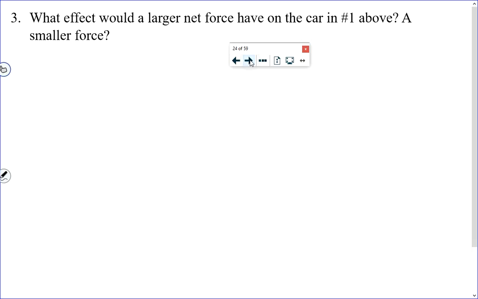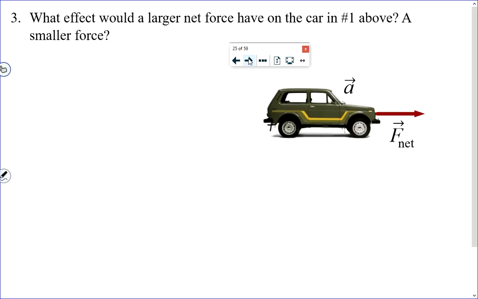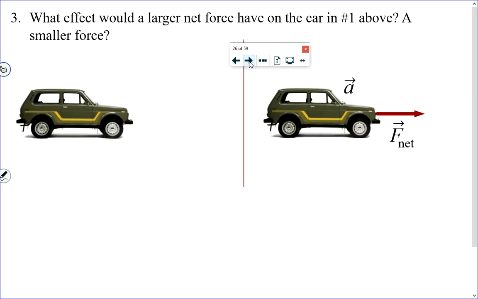Number 3, what effect would a larger net force have on the car in number 1 above? Or a smaller force? Well, I'm just going to deal with the larger force. Here is the original situation with that car. It's a little Jeep of some kind. There's a net force. There's an acceleration. There is the same vehicle, because it says same car, and I'm going to apply a larger net force.